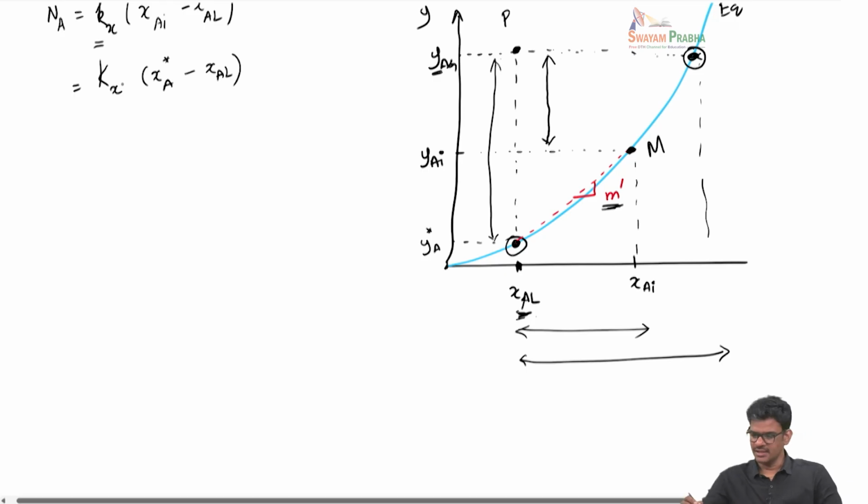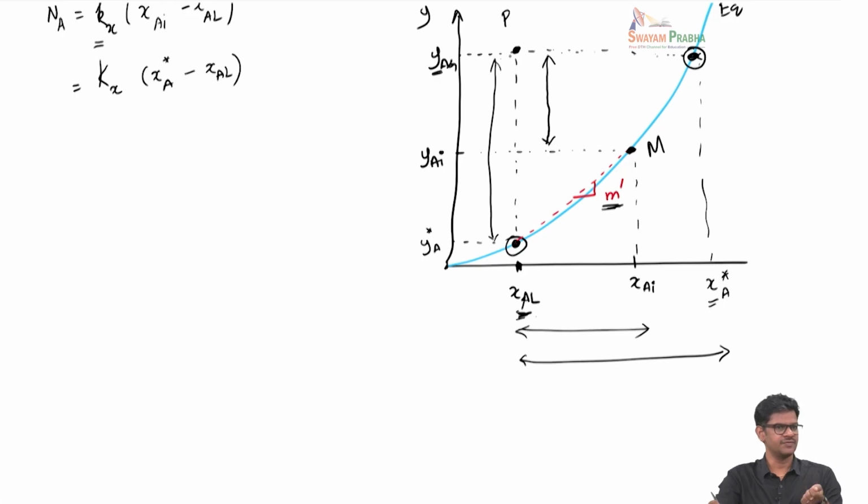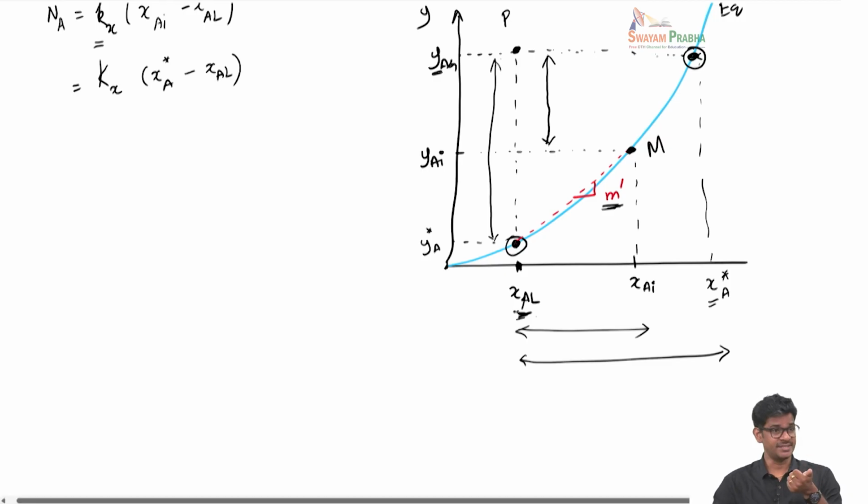So this XA star is somewhere here. This XA star is the liquid phase concentration in equilibrium with YAG. YAG is the gas phase bulk concentration. Corresponding to that, there will be an equilibrium liquid phase composition which can be obtained from this equilibrium line. Just like how we obtained the gas phase equilibrium concentration corresponding to XAL, in the same way you can calculate the liquid phase equilibrium concentration corresponding to the gas phase bulk concentration YAG.